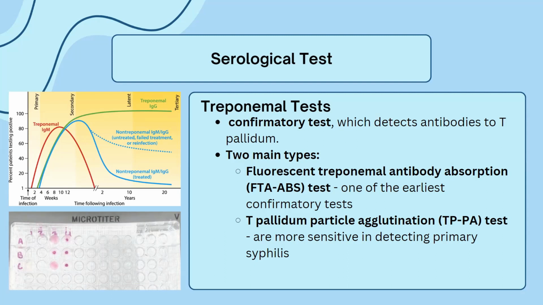The particle agglutination test originally used sheep RBCs coated with T. pallidum antigen and was referred to as the microhemagglutination assay for T. pallidum. Current particle agglutination tests for T. pallidum, such as the Serodia T. pallidum particle agglutination test, use colored gelatin particles coated with treponemal antigens and are more sensitive in detecting primary syphilis.